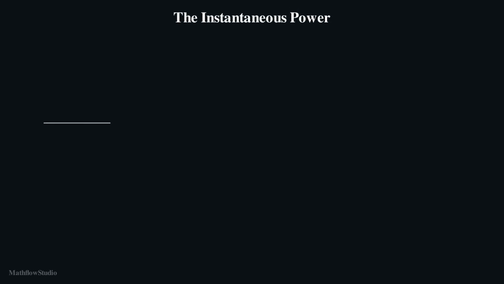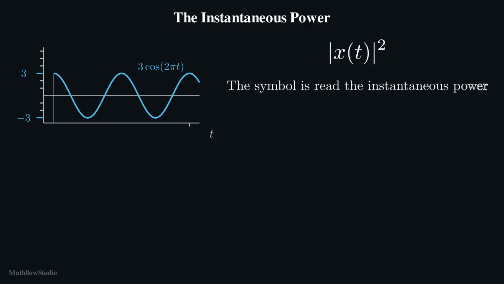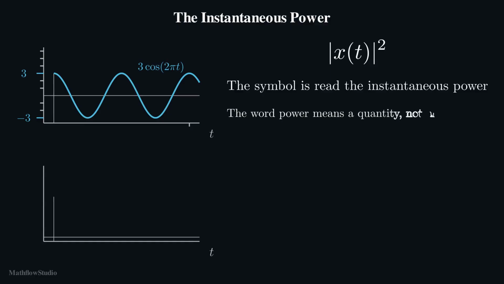A signal carries a value at every instant, and the upper picture shows one such signal over the first 2 seconds. The quantity this whole lesson is built from is written large on the right. The symbol is read the instantaneous power of the signal at a given time. The word power names a physical quantity, and it is not another name for an exponent.